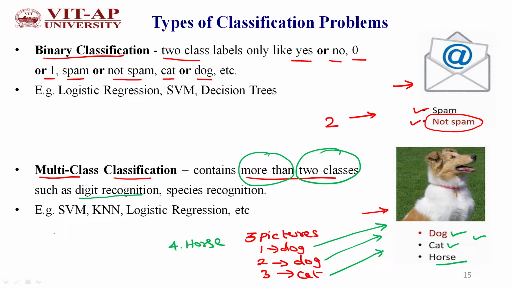Different examples are there. In digit recognition, there are 0 to 9, so 10 digits. Each digit belongs to a different class. 0 is one class, 5 is another class, 1 is another class, 6 is another, like that. Here we have 10 classes, so multiple classes. Then species recognition, different plant recognition. Example algorithms here are support vector machine, k nearest neighbor, logistic regression. Many algorithms are available to classify the given data into multi-class classification.